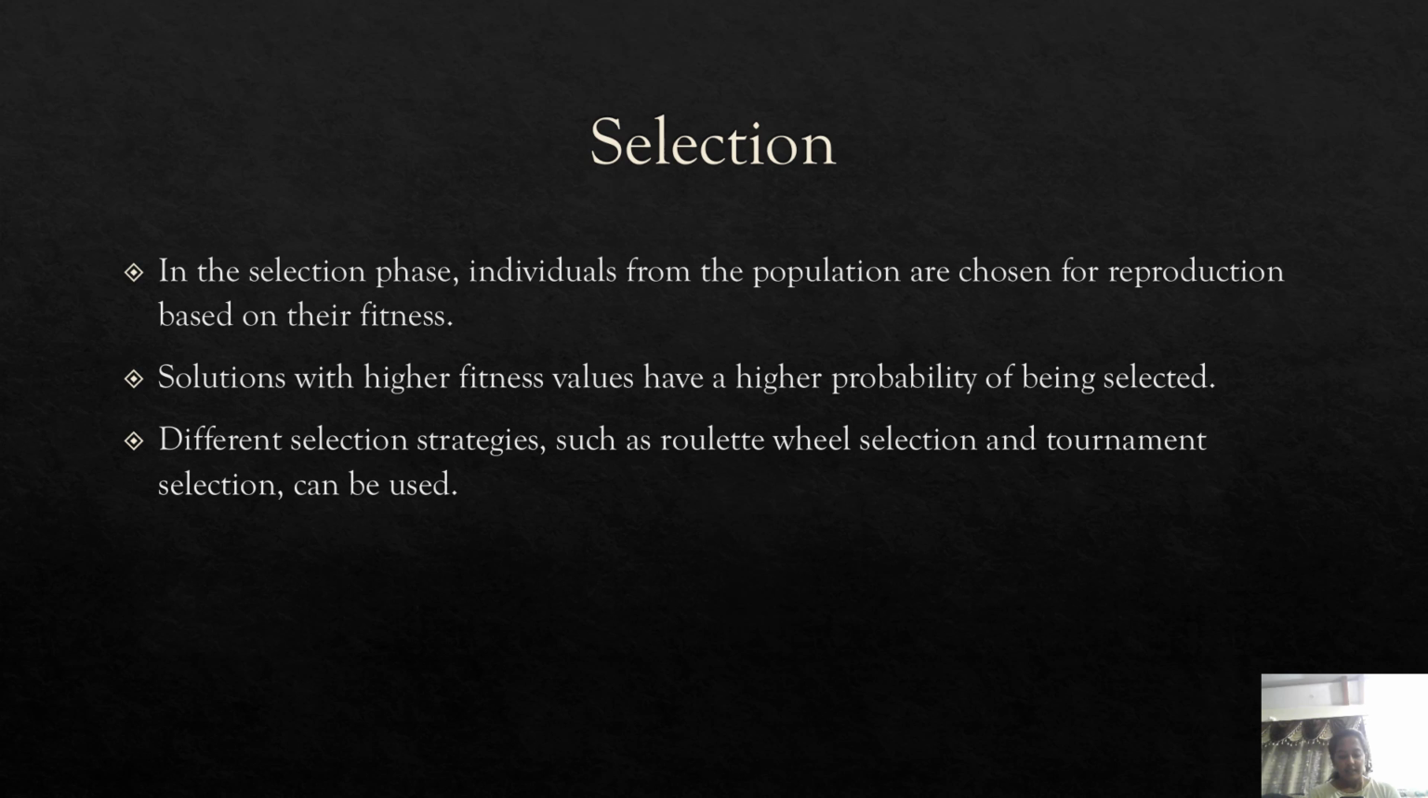Selection. Selection is a fundamental operation in a genetic algorithm where individuals from the current population are chosen and serve as parents for producing offspring in the next generation. Here is a detailed explanation of the selection process.